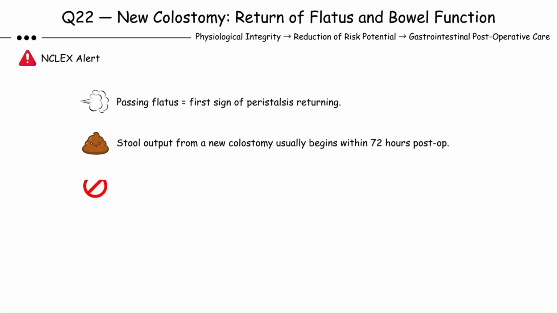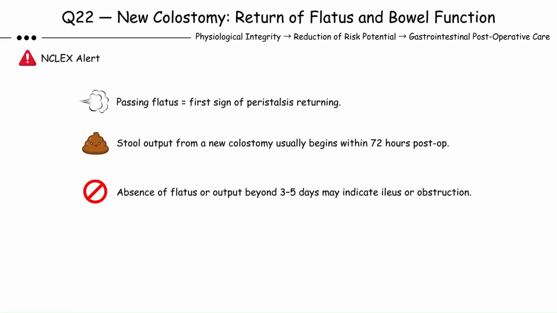Let's pull an NCLEX-style alert from this concept. Passing flatus is often the first sign that peristalsis is returning after abdominal surgery. Stool output from a new colostomy typically begins within about 72 hours. By contrast, no flatus or stool beyond 3 to 5 days may signal paralytic ileus or obstruction and requires further evaluation.